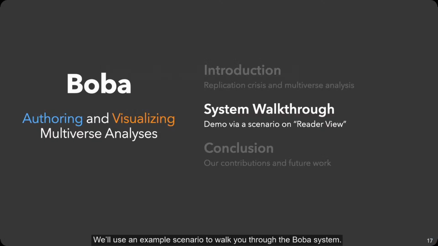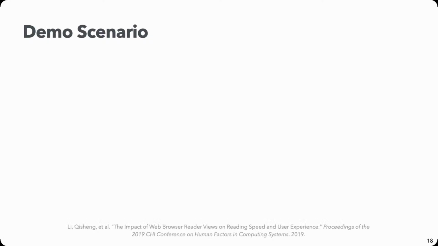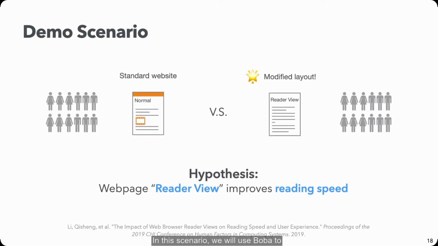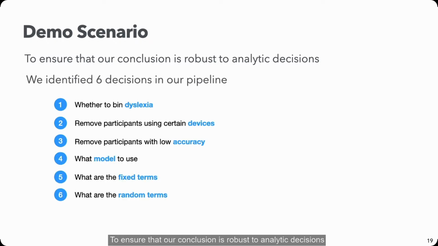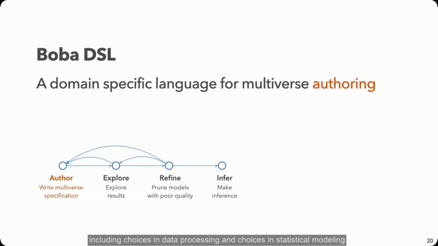We will use an example scenario to walk you through the Boba system. In this scenario, we will use Boba to analyze a dataset from an experiment. We want to investigate whether a modified web page layout called Reader View improves reading speed. We run the experiment, assign participants to use either the standard website or the modified layout, measure their reading speed, and collect other variables. To ensure that our conclusion is robust to analytic decisions, we identify 6 decisions in our pipeline, including choices in data processing and choices in statistical modeling.